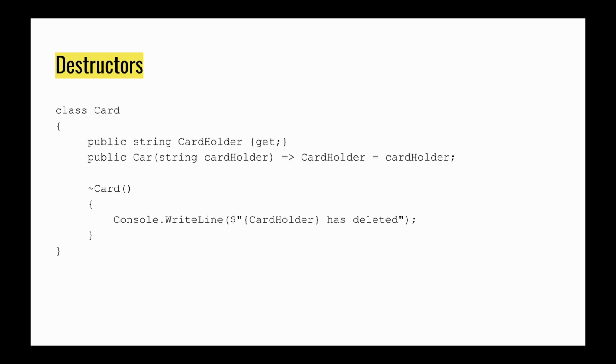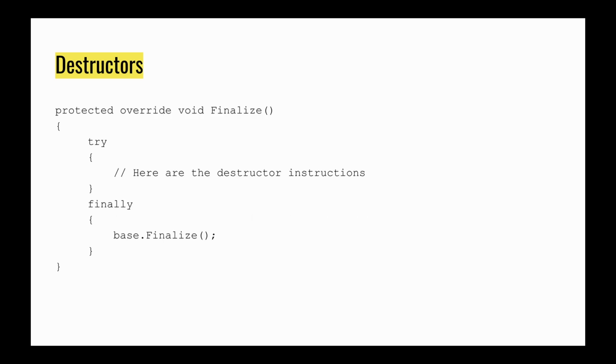For example, let's define the simplest destructor in the Card class. In this case, for demonstration, the destructor simply outputs a line to the console, notifying that the object has been deleted. But in real programs, the logic of freeing unmanaged resources is embedded in the destructor. However, during cleanup, the garbage collector does not call the destructor, but the Finalize method. This is because the C# compiler compiles the destructor into a construct that is equivalent to the following.